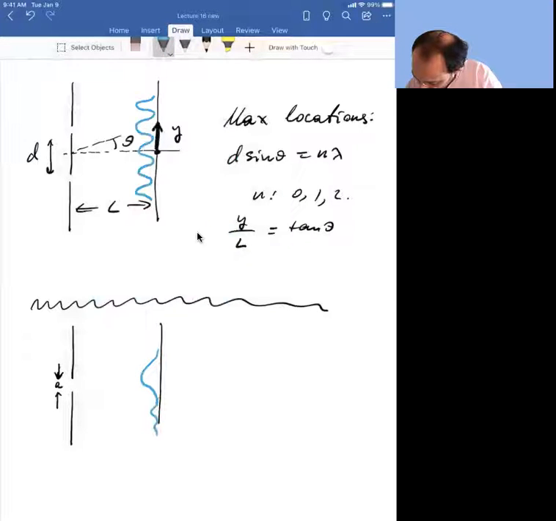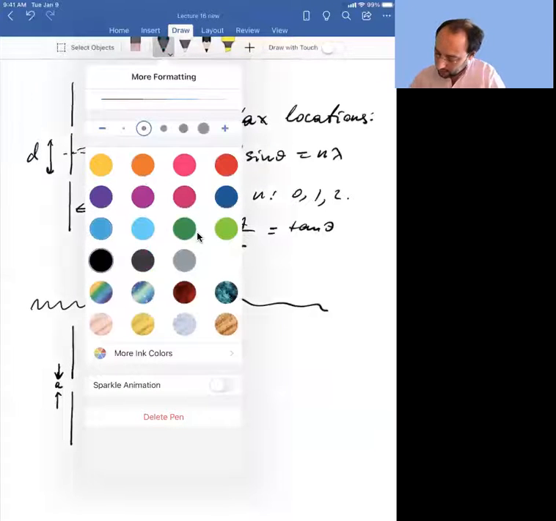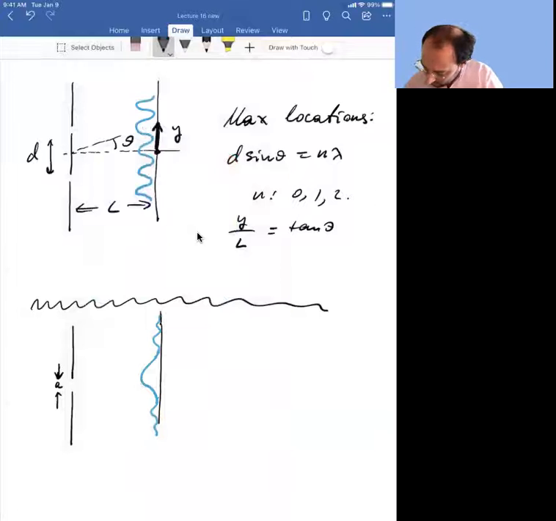Not two. There's not an infinite number of them, but there are many peaks. There can be many peaks.